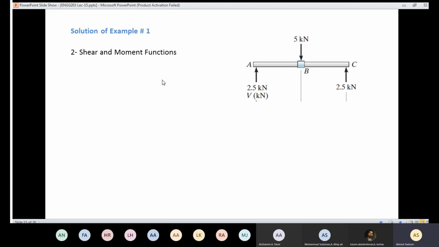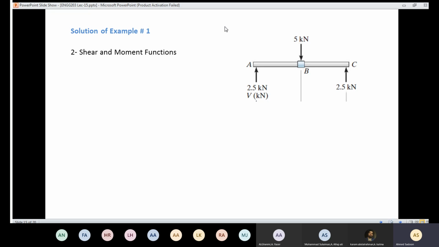Now we are going to move to step 2, which is the shear and the moment functions. Now we need to develop a function for the shear and the moment. In order to do that, we need to cut a section. So I need to cut a section for that beam here.